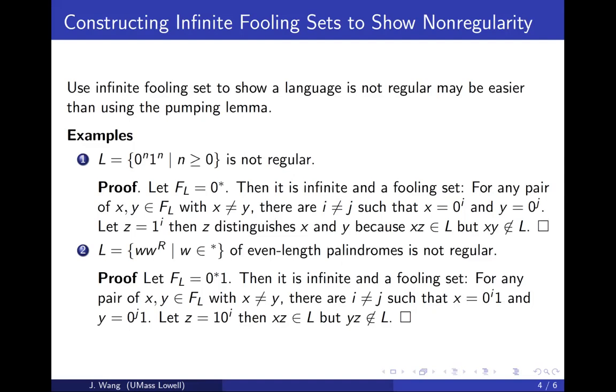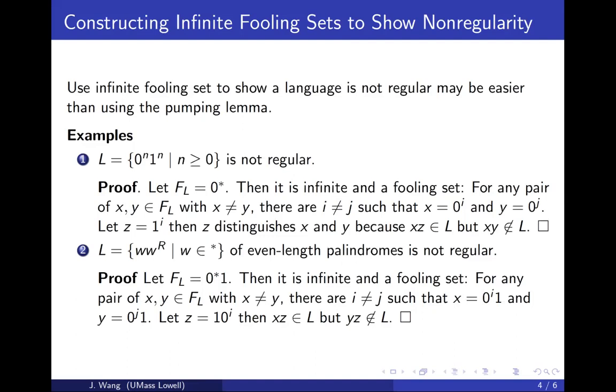In order to show it's a fooling set, we let any x and y, which are strings of zeros, with x not equal to y. That means there are i and j such that x is equal to 0 to the i, that means i zeros, and y is a string of j zeros. And so then we let z be 1 to the i.